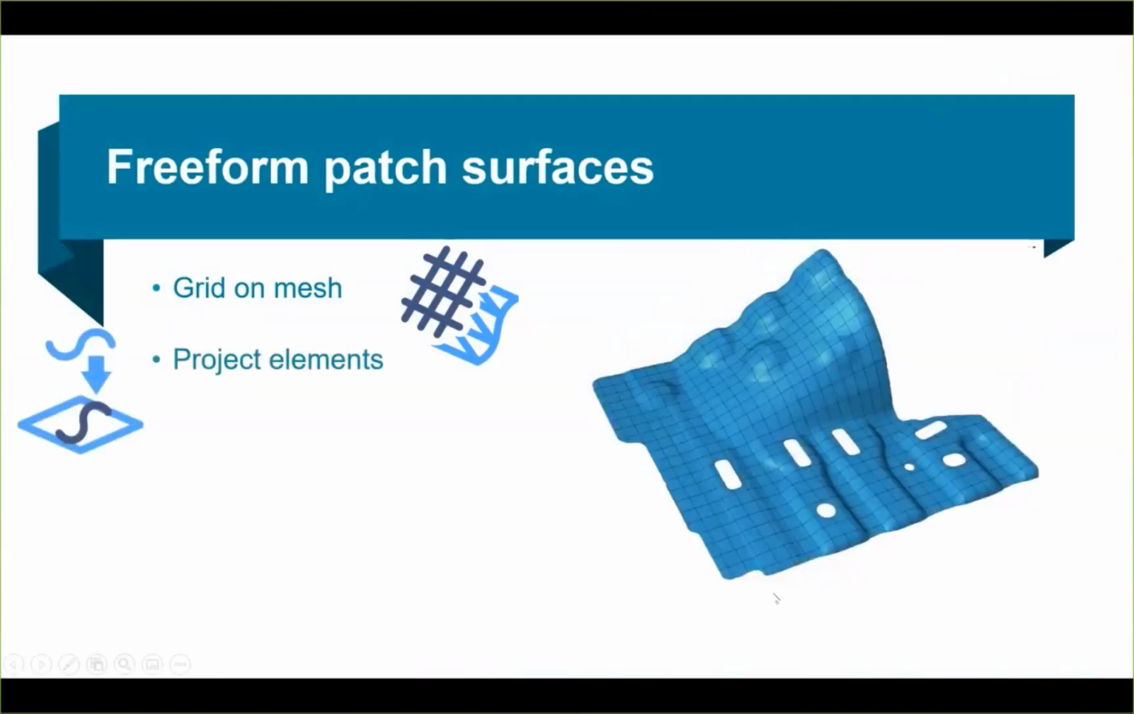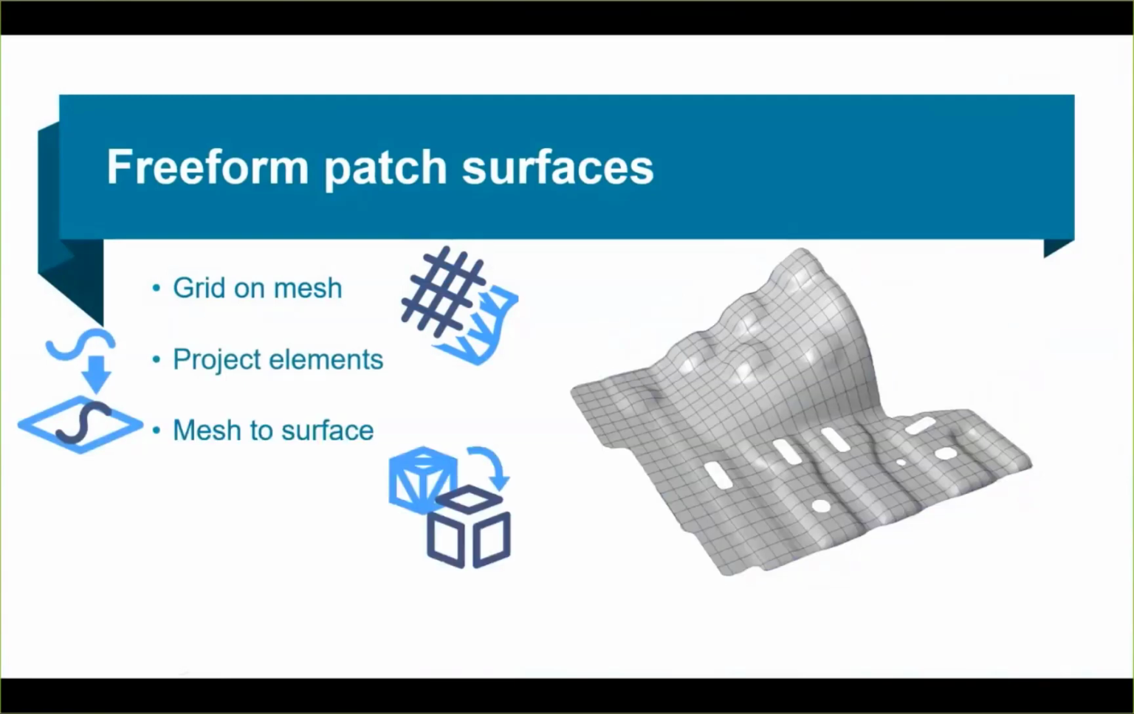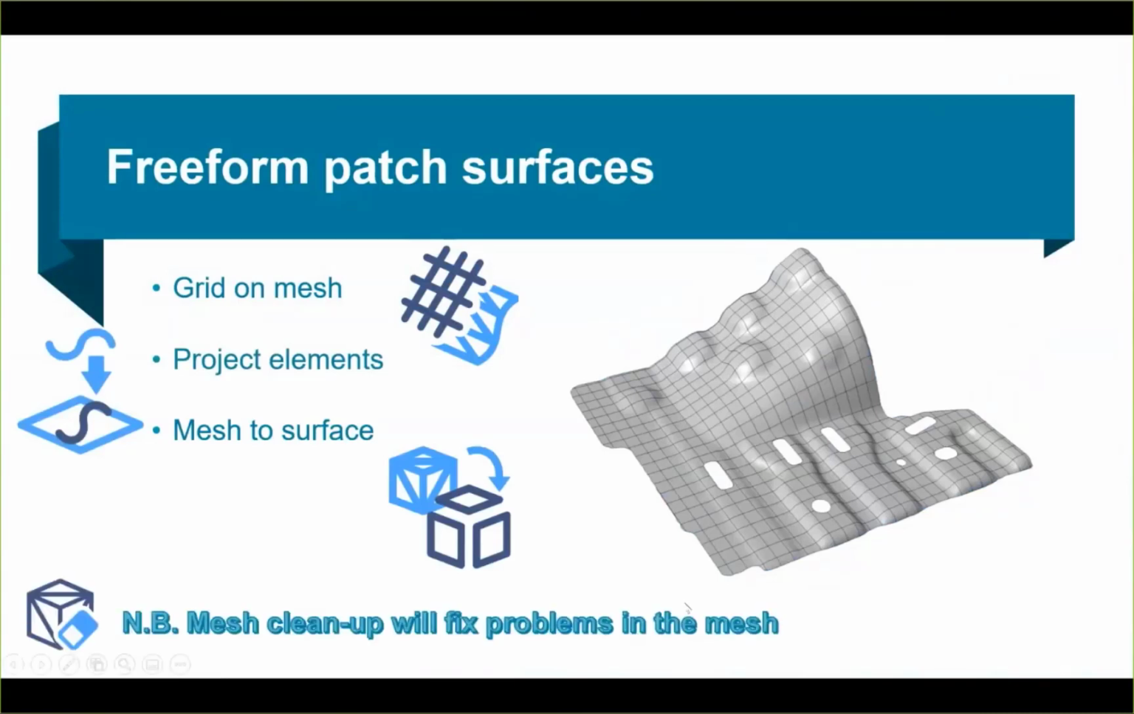We can project that grid onto our mesh, and then we can create our surface, our patch surface from that. At the moment, the mesh cleanup will fix loads of problems in the mesh. So if you do a mesh smoothing or a project elements, it can cause some corrupt triangles.